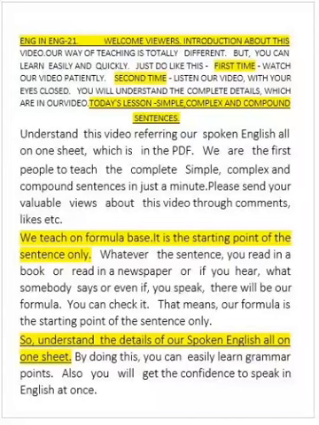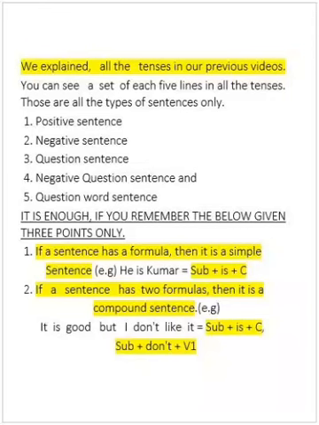We explained all the tenses in our previous videos. You can see a set of 5 lines in each of the tenses. Those are all the types of sentences only. 1. Positive sentence. 2. Negative sentence. 3. Question sentence. 4. Negative question sentence. And 5. Question word sentence. It is enough if you remember the below given 3 points only.